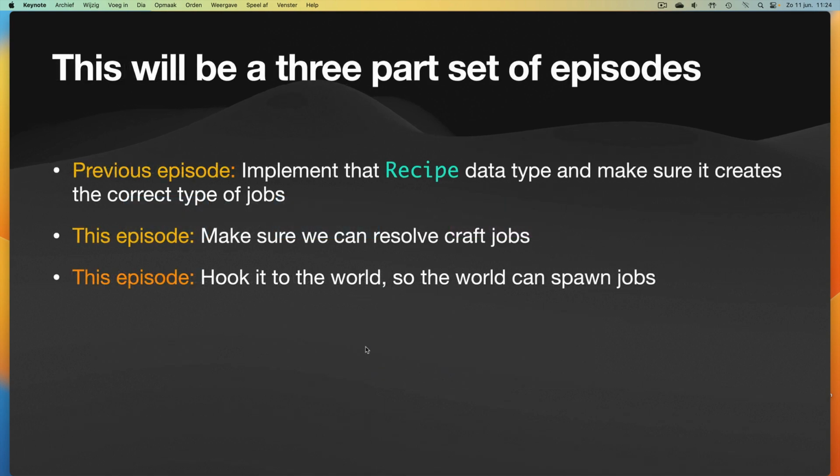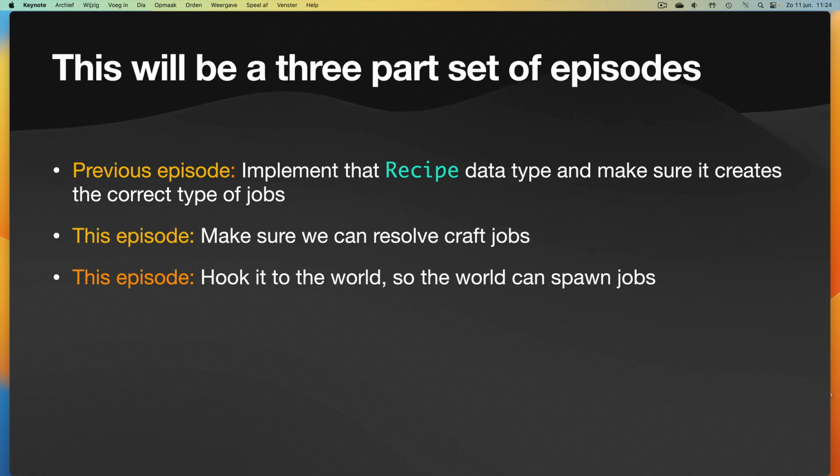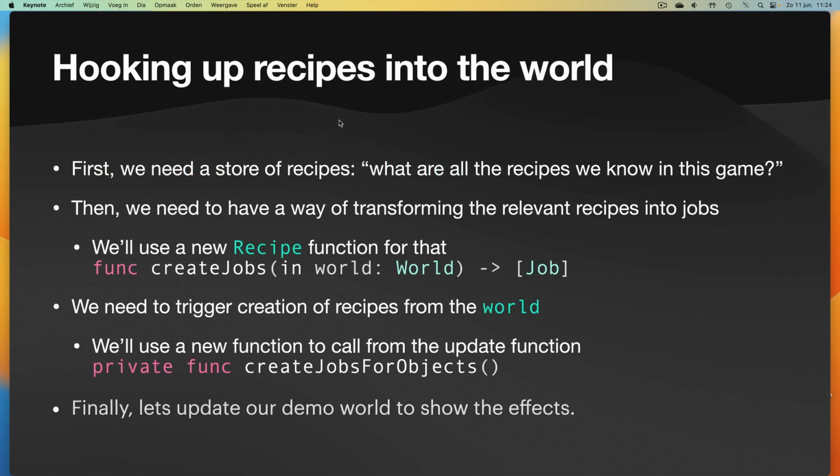So we already talked about the recipe data type. We made sure that we can resolve craft drops, and today we'll hook it up into the world so the world can spawn jobs that entities can pick up. Now, how will we be doing that?